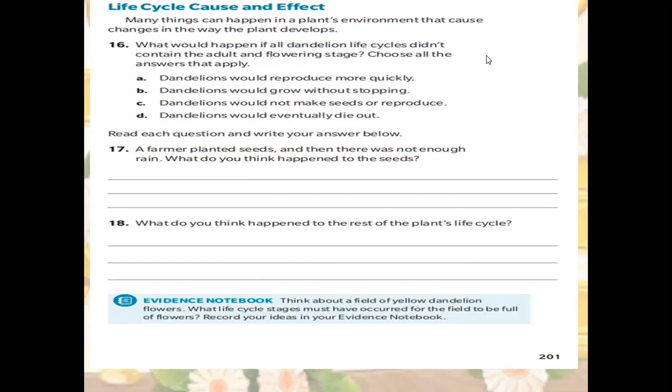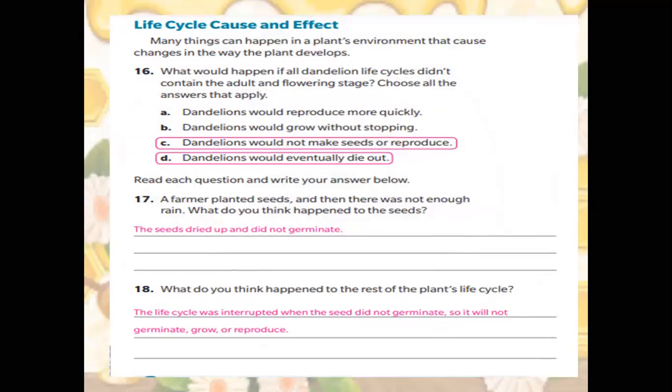Let's check our answers. Then the plant would not make seeds or reproduce. Then the plant would eventually die out if there is no flowering stage or adult. A farmer planted the seed and there was not enough rain. What would happen? The seed will dry and will not germinate. What do you think happened to the rest of the plant life cycle? The life cycle was interrupted, which means stopped. When the seed does not germinate, it will not grow or reproduce.